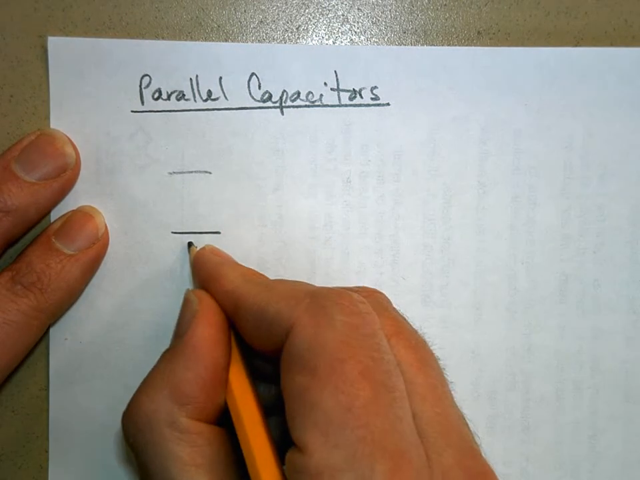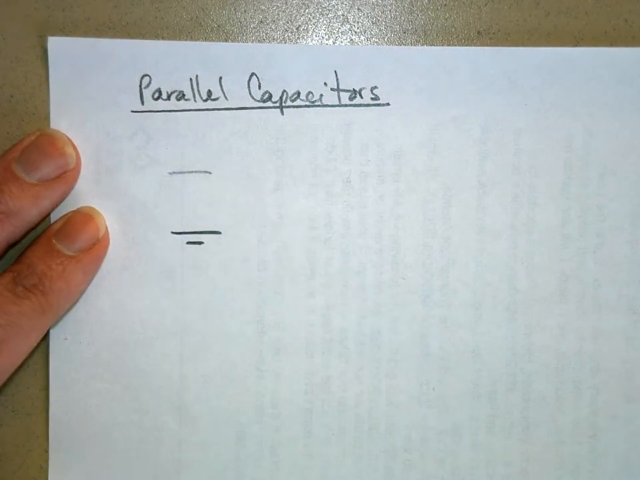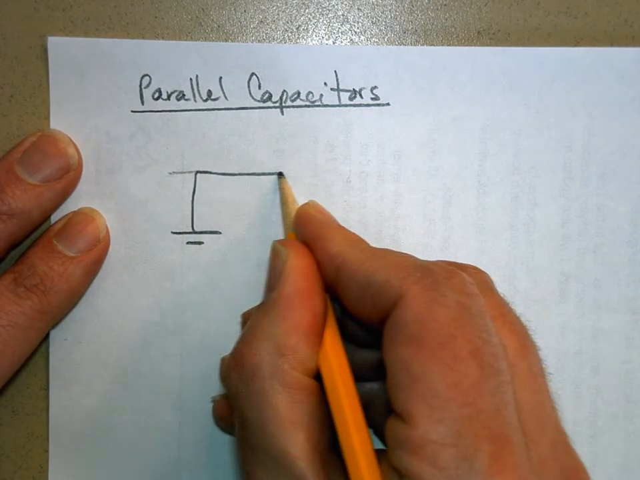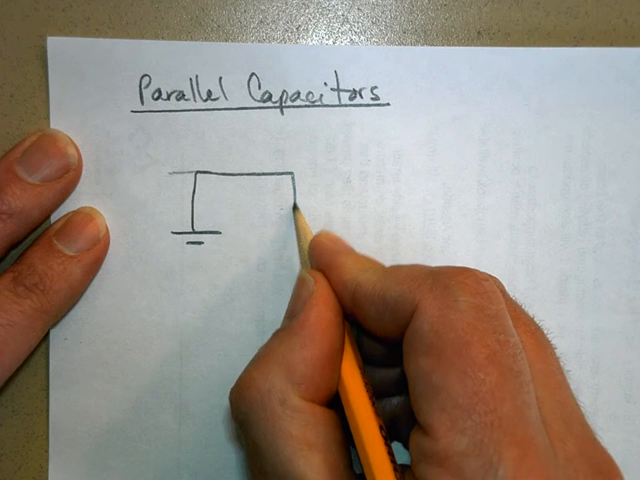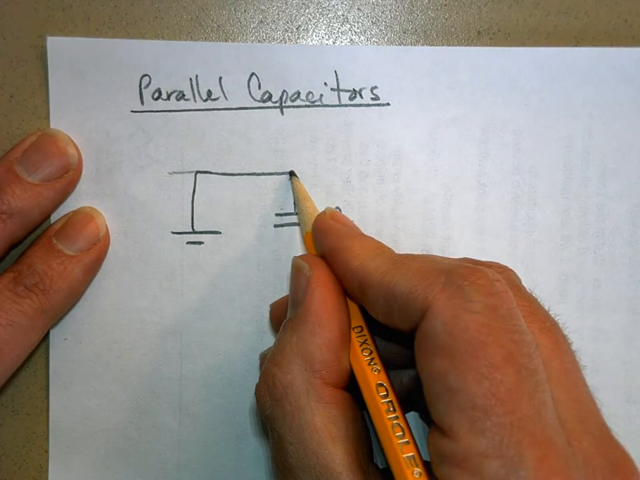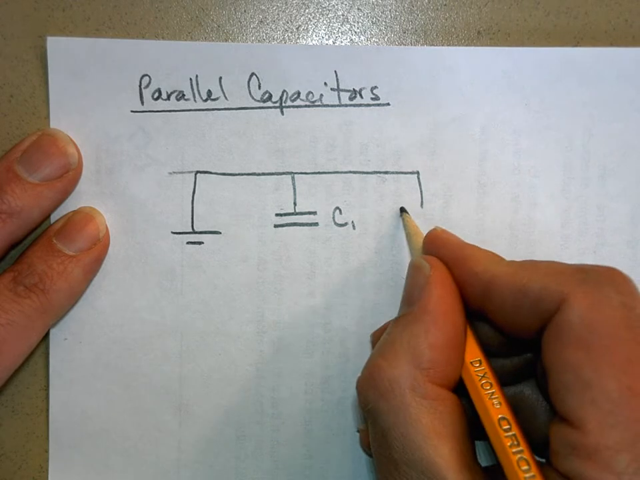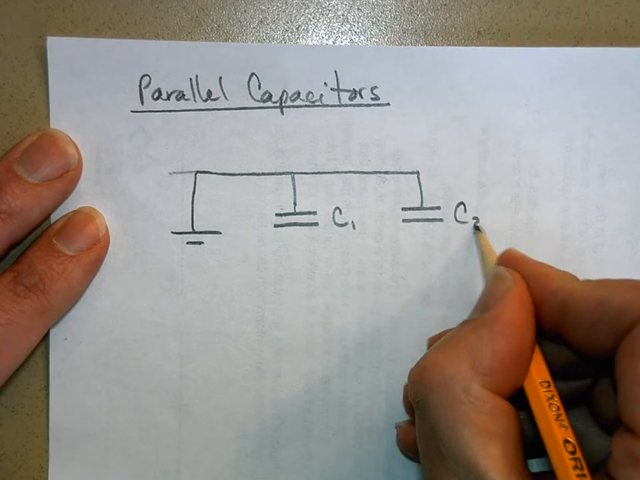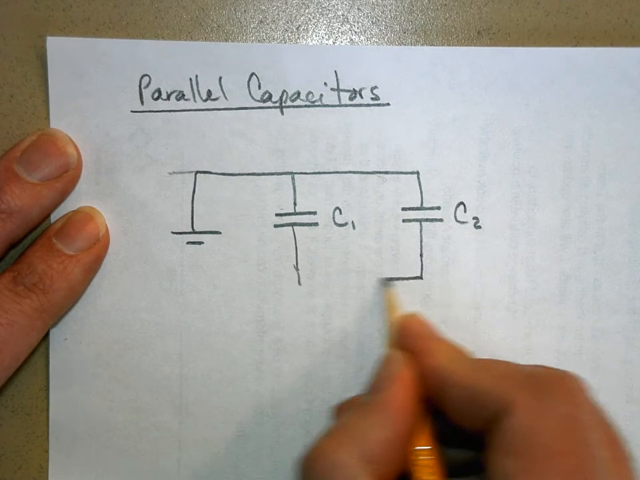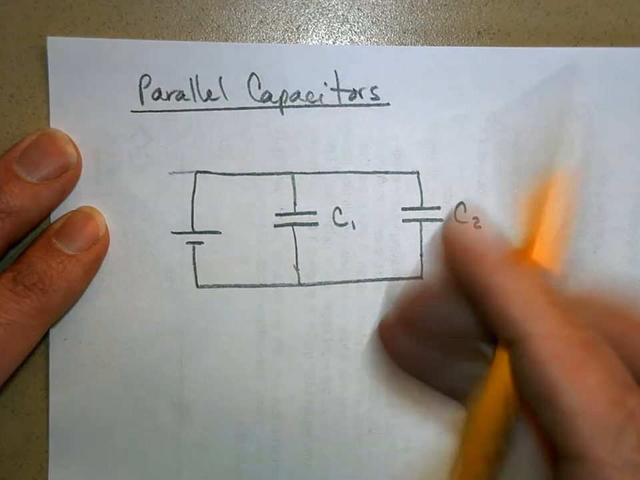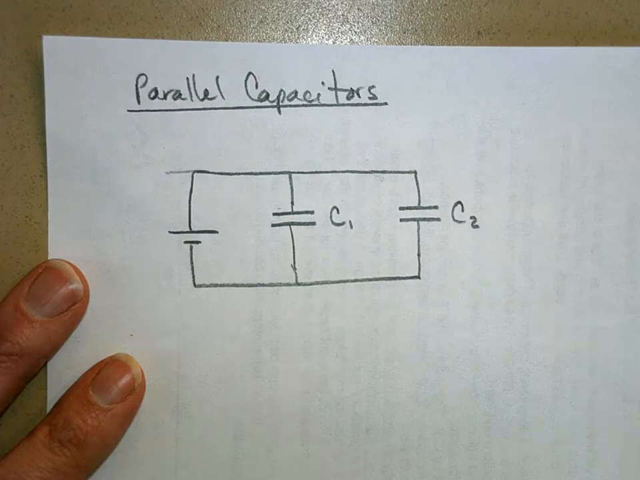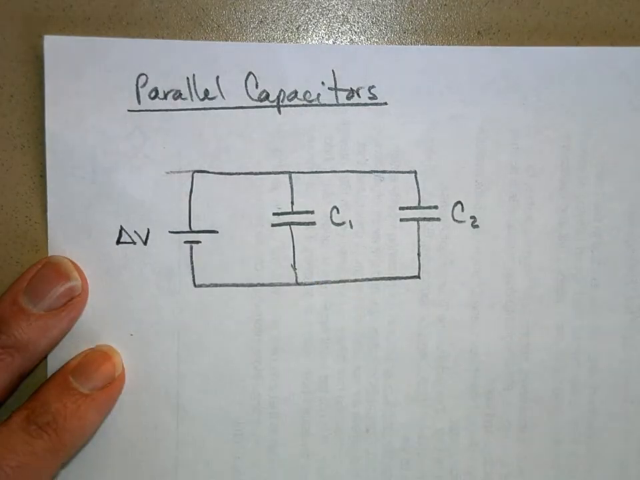So here's my battery, and then I'm going to come up here, and then I'm going to put a capacitor here. I'll call that C1, and I'll put a capacitor here. We'll call that C2. Okay, I'm sorry, I can't erase that anymore. All right, so very simple, and this is our delta V. This is our change in voltage due to this battery.